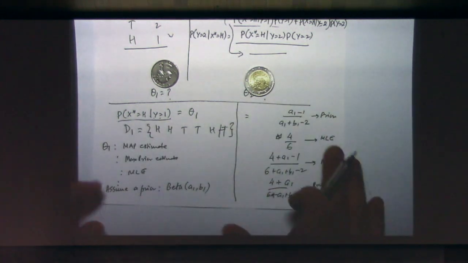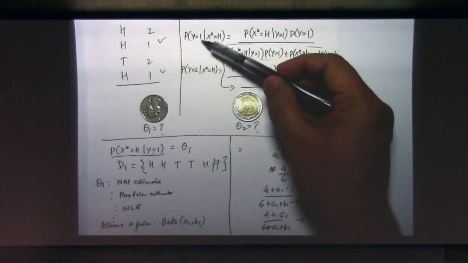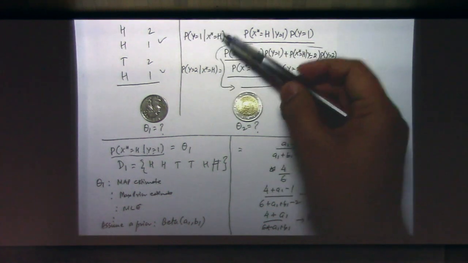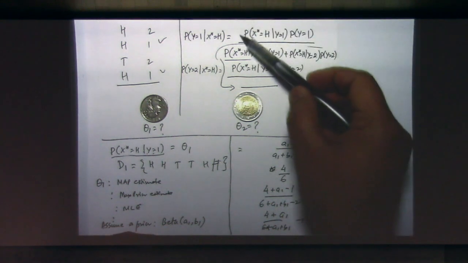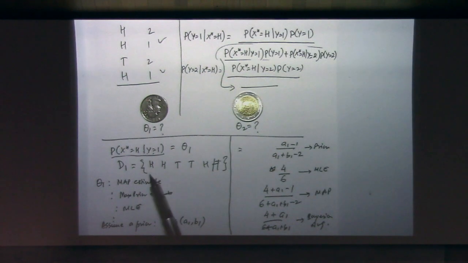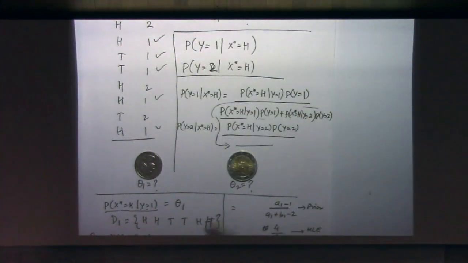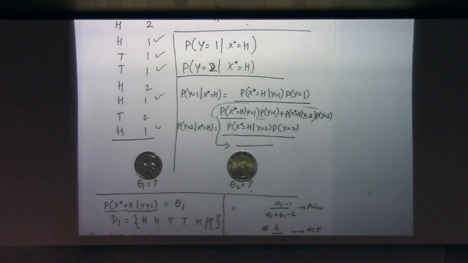But the main point that I'm trying to make is that you are trying to estimate which coin it was, given the observation, and that can be computed like this. And this part of that is essentially theta 1, which can be computed by just looking at the data for this. And then you can do the same thing for coin 2, right? You just take the second coin and repeat the same process.